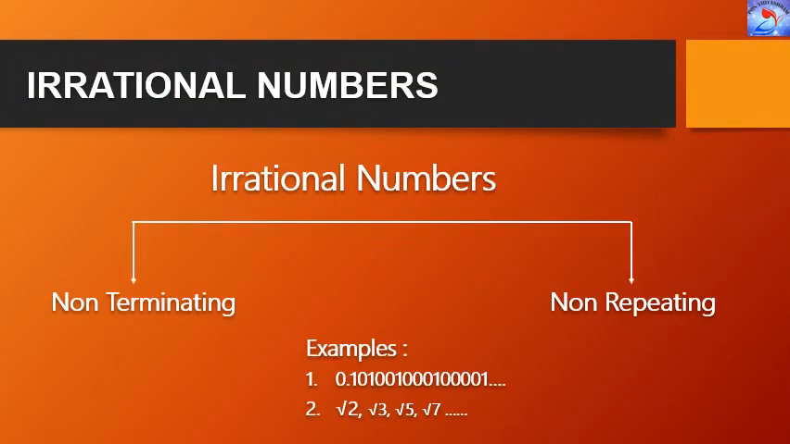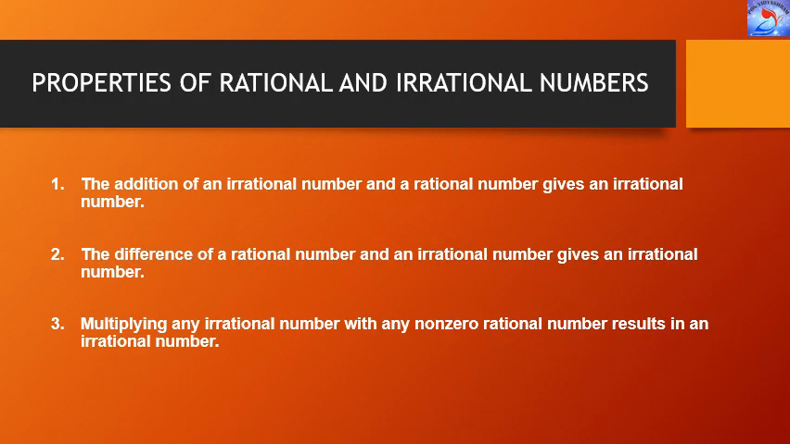Irrational numbers. As I discussed in the previous session about the concept of irrational numbers, the decimal expansion of irrational numbers is non-terminating and non-repeating. The given example represents the concept of an irrational number, that is, the decimal expansion never terminates and never repeats. Here we can see some properties of rational and irrational numbers.